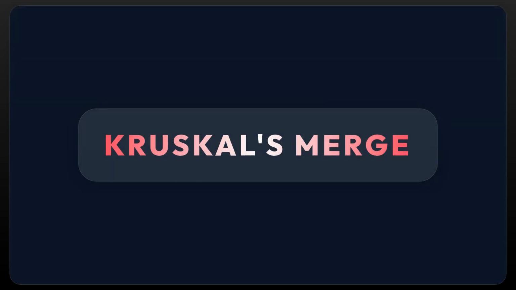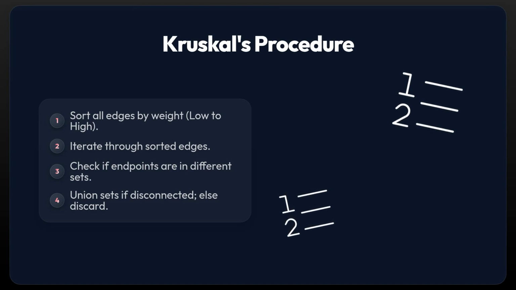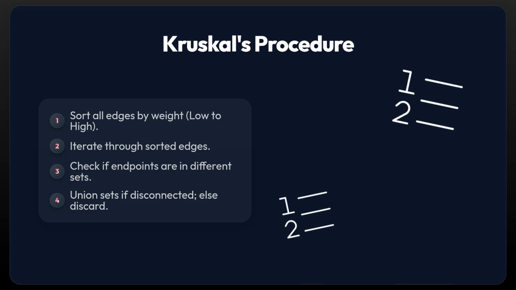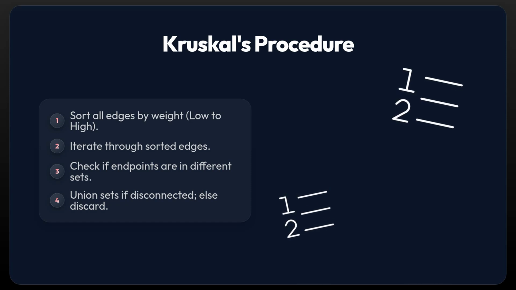Kruskal's algorithm takes a different approach. Instead of growing one tree, it treats every node as a separate island and builds bridges everywhere at once. It's like assembling a puzzle by connecting the closest pieces first. The algorithm is elegant. First, we sort every edge in the entire graph from lightest to heaviest. Then we iterate through this list. For each edge, we ask, does this connect two previously unconnected components? If yes, we add it. If no, meaning they are already connected, we discard it to avoid a cycle.